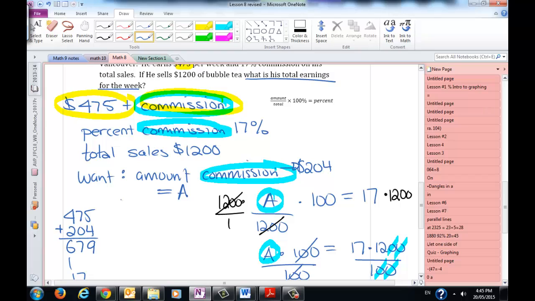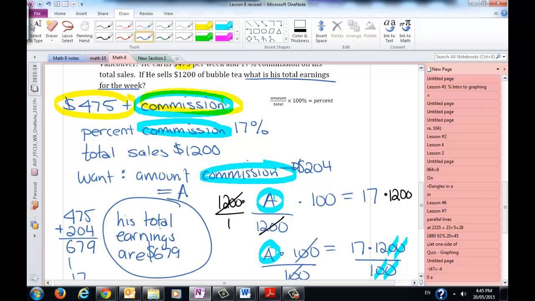And it's a word problem, so we're going to answer with words. His total earnings are $679. And I'll circle my answer. Excellent, and we're done.